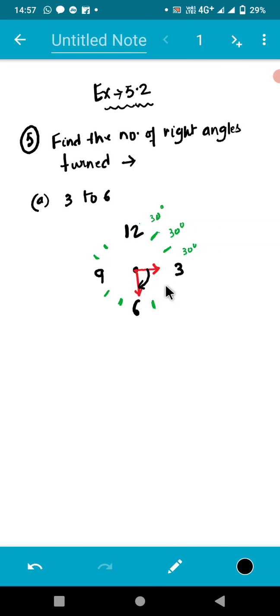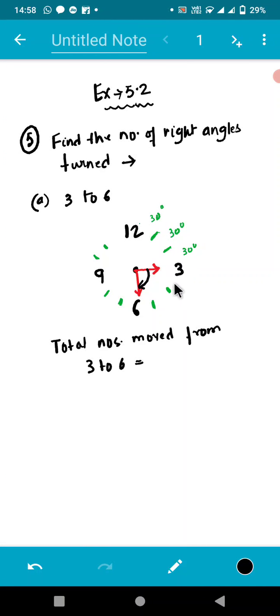So now you have to say how many 90 degrees you have moved. Before that you have to see how many numbers you have moved. So you will write total numbers moved from 3 to 6. That is how many numbers you have moved: 1, 2, 3, 3, isn't it?